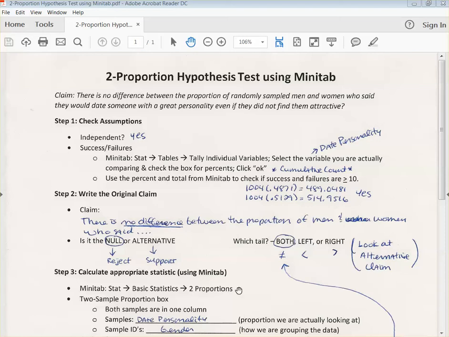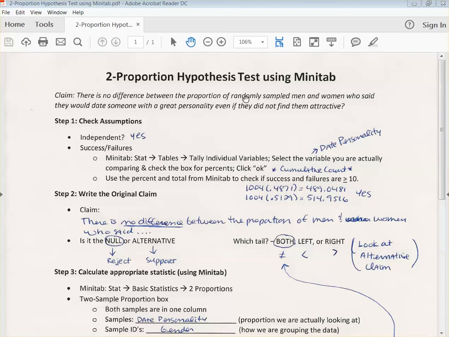So to start out with, our claim is that there's no difference between the proportion of randomly sampled men and women who said they would date someone with a great personality, even if they did not find them attractive. There is no difference between the proportion of randomly sampled men and women who said they would date someone with a great personality, even if they didn't find them attractive. So there's your claim. So step one is we need to check our assumptions.